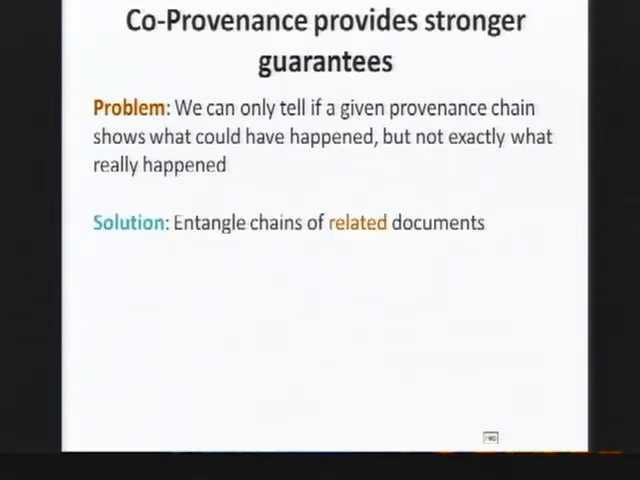We can provide stronger guarantees by entangling the provenance chains of related documents. How do we do that? Here's an example. Suppose we have these 2 documents, the blue document and the green document. And each of them has a provenance chain, the blue chain and the green chain. Now, an adversary can do this. The adversary can maybe remove this entry and the last entry and the previous entry and add his fake entries here at the end of the chain. So the history is plausible because he computed these new fake entries, but it's not real.